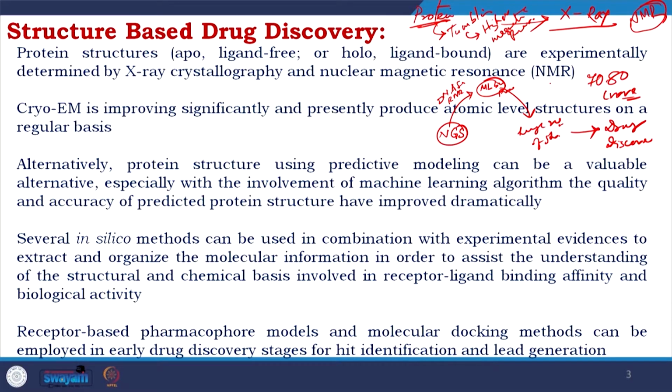Receptor based pharmacophore models and molecular docking methods can be employed in early drug discovery stages for hit identification and lead generation. So, the major cutoff, the major selectivity, the major screening is required at the initial stage where you have millions of small molecules and you have to cut down to a good number. With the significant improvement in NGS, structural biology as well as predictive techniques, it is very possible now that these processes are coming up with more improved models.